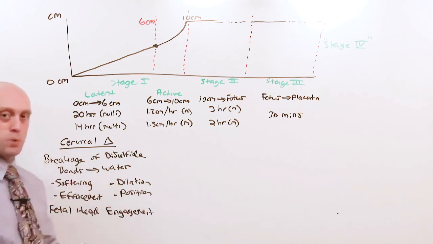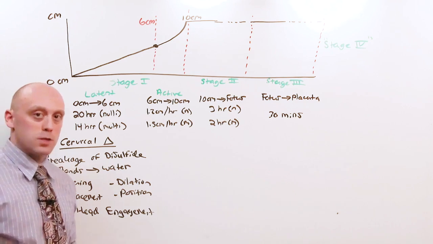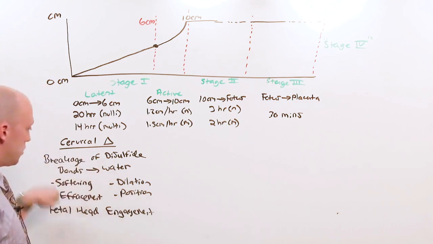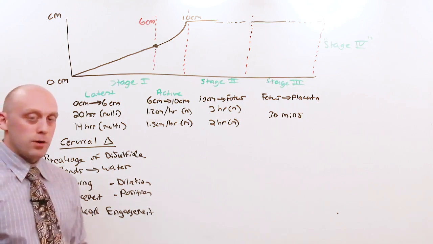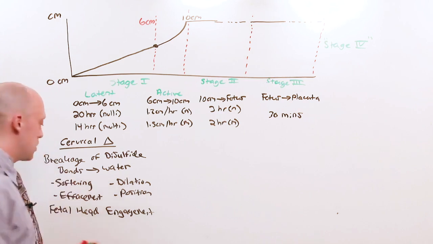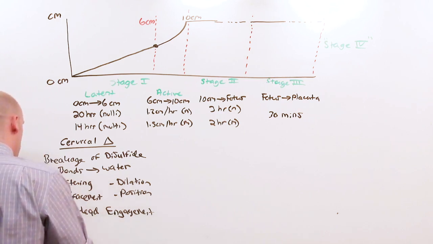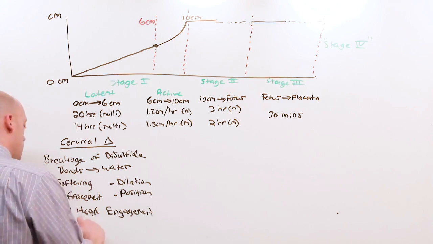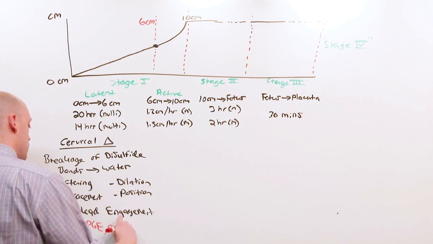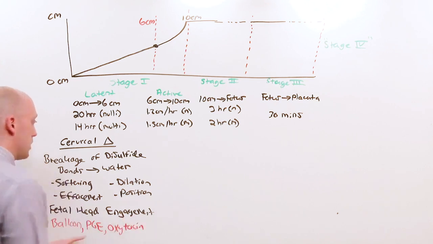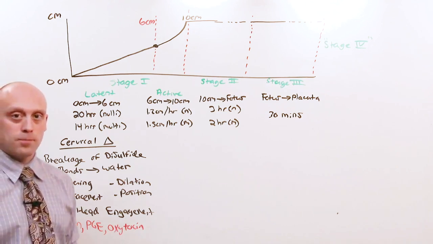As contractions force baby into the cervix, the cervix responds to the pressure by changing and doing these things. As we'll discuss in abnormal labor, you can simulate this process with a balloon or with medications, like prostaglandins, or help out the contractions with oxytocin. More on this in abnormal labor.